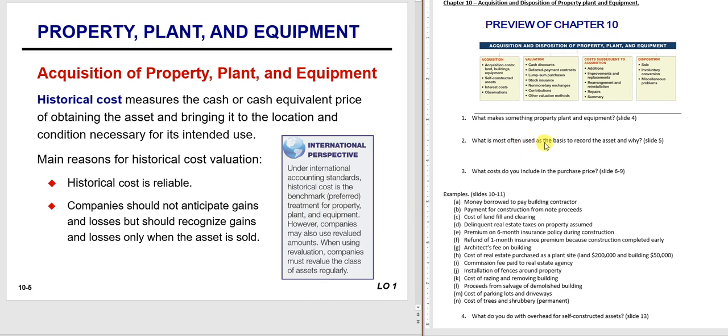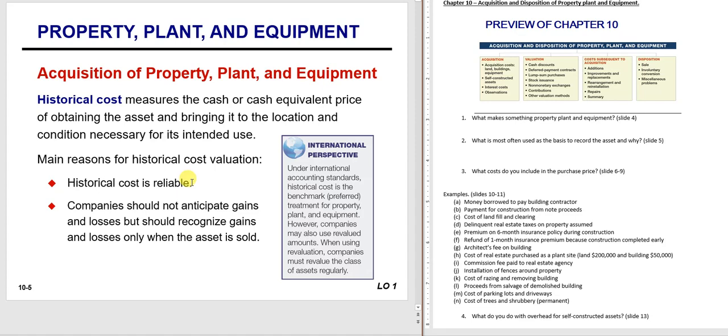Next one, what is most often used as a basis to record assets and why? We generally use historical cost. One reason we use historical cost is because it's very reliable. If we had all of our assets appraised every year, one, it would be very expensive to get all of this done. So just look around where you're sitting now and assume that you had to have somebody appraise each and every single asset. It's also objective, so you can pull out an invoice and show what you paid for it.